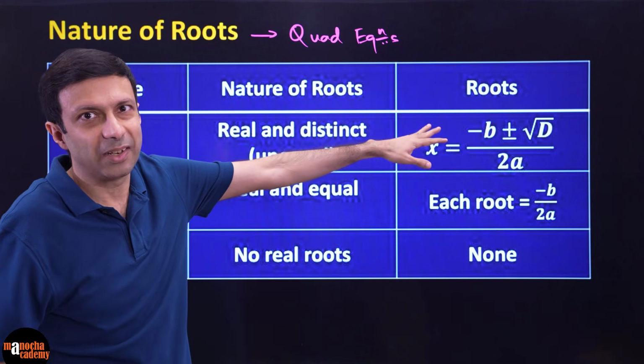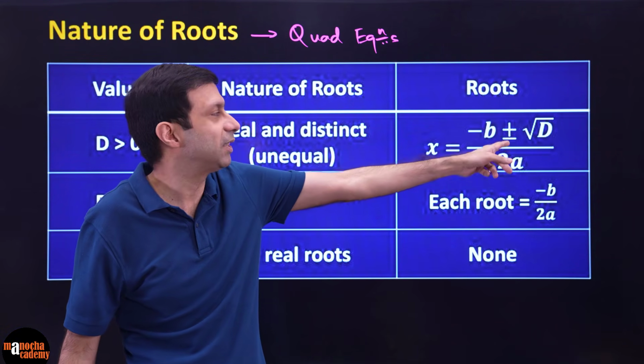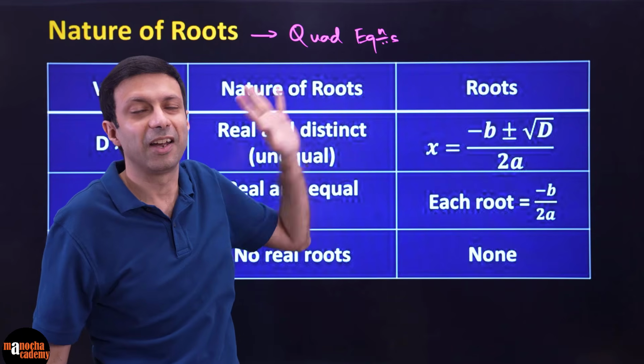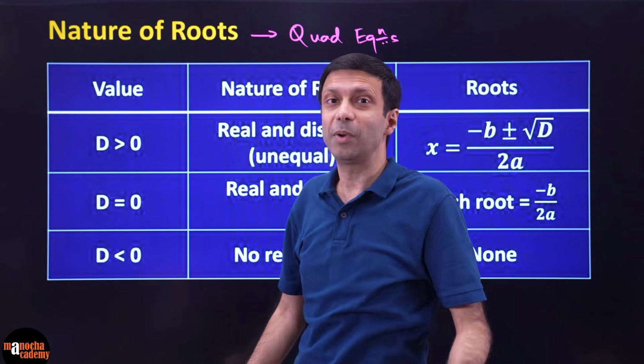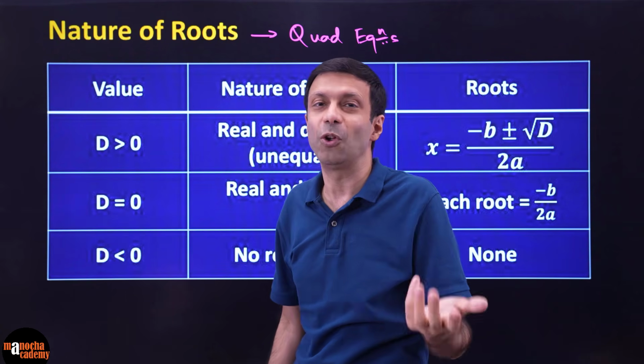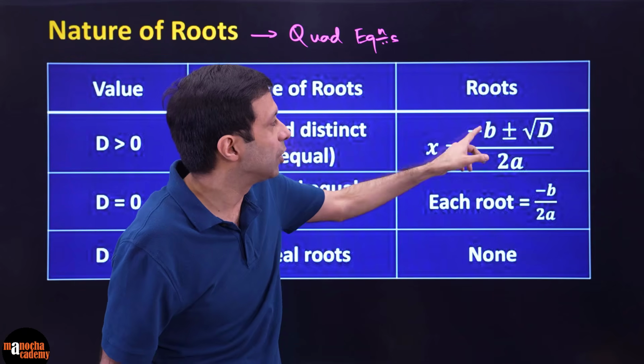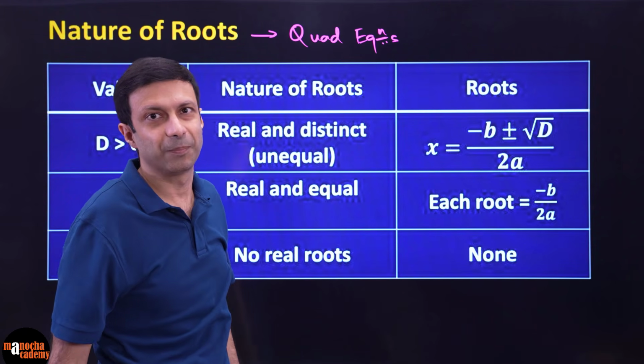And we can calculate it like this: minus b plus minus square root of b square minus 4ac, which we represent as our discriminant, divided by 2a. But if your discriminant happens to be 0, then you will get real roots, but they are equal. Because here your square root of D is going to become 0. So each root is going to be minus b by 2a.